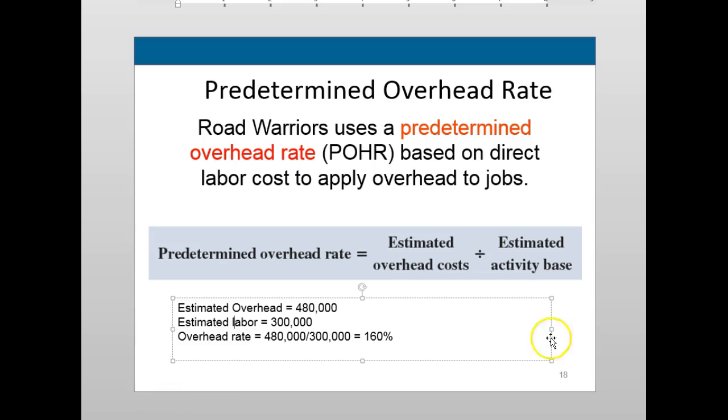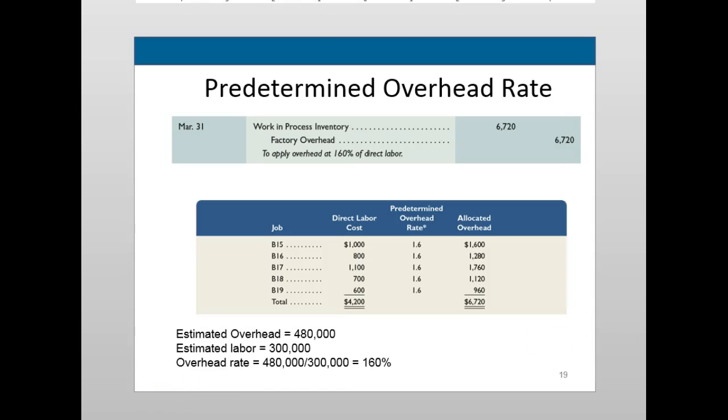So keep that in mind, and let me show you what it looks like here. So let's look at this. They have decided their overhead is $480,000 for the year. Their estimated labor is going to be $300,000, so they're going to apply overhead at a rate of 160% of labor to each of these jobs.